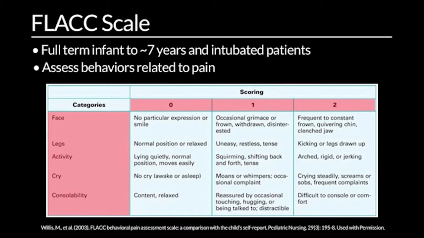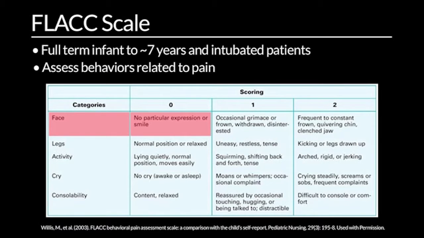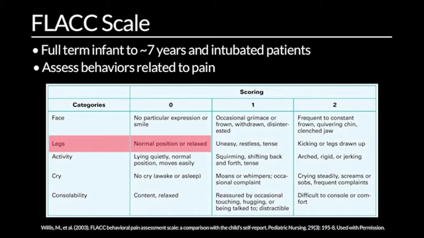So if I were to assess this baby now, the first thing I would do is look at the baby's face. If the baby had no particular pain expression, I would score him a 0. And if he had just some grimacing, I would score him with a 1. And if he really had a lot of chin quivering or making lots of facial expressions, I would give him a score of 2.